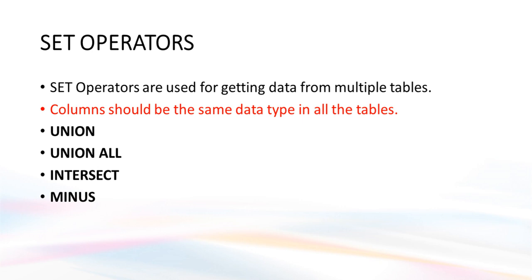So set operators can be used only if you have the same data type in all the tables. Column names can be different, but the data type should be the same. In that particular case, we need to use set operators. If the columns' data types are not the same, then we can go for joins or subqueries. But set operators can be applied only if the columns have the same data type.